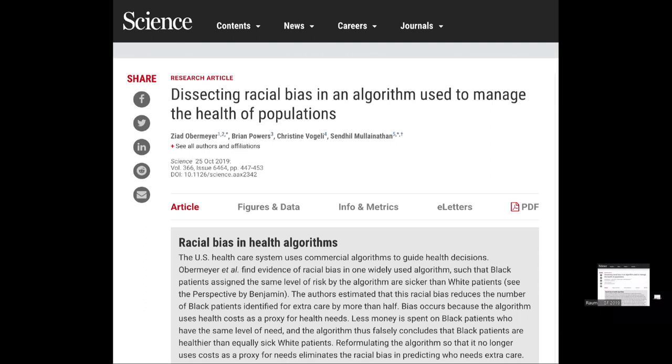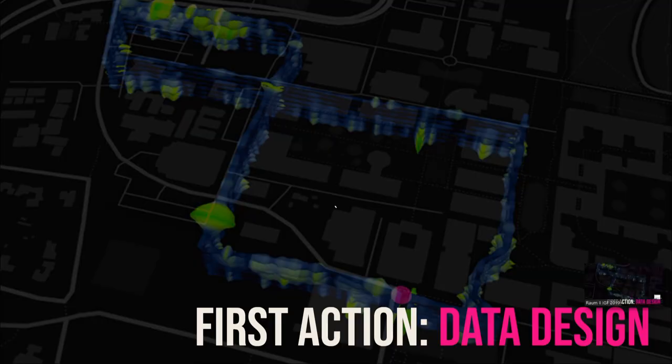A better design strategy, as they argue in this article, was that we don't need financial data in this project. We just need to know the health of each patient. It does not matter if they are white or black. So that is one problem that is occurring. The first thing we need to take action on is data design. We need to pay attention that data is what fuels AI and machine learning techniques.